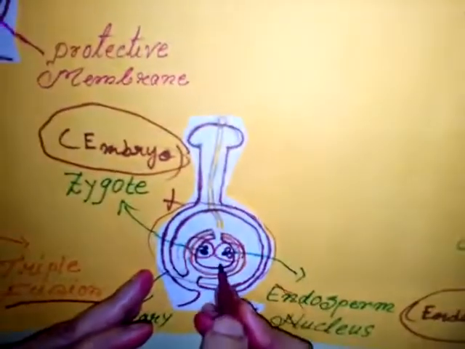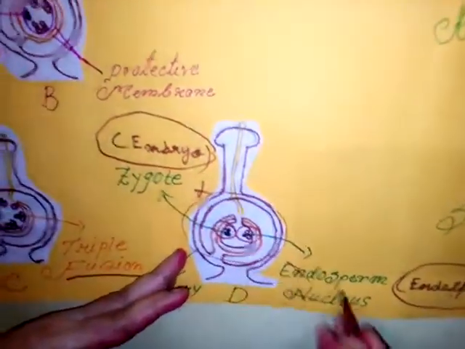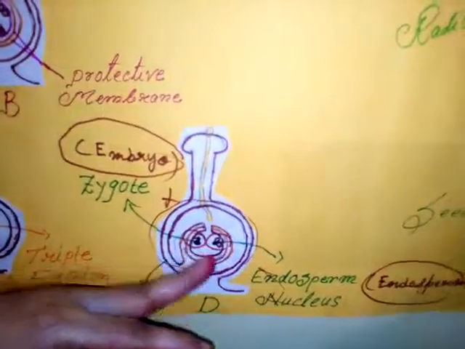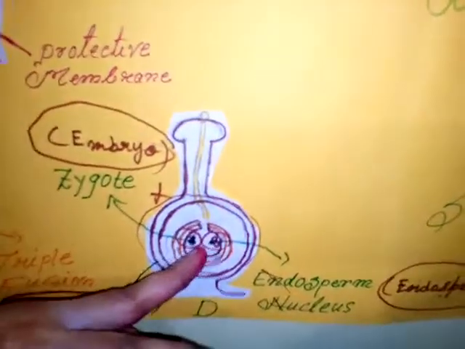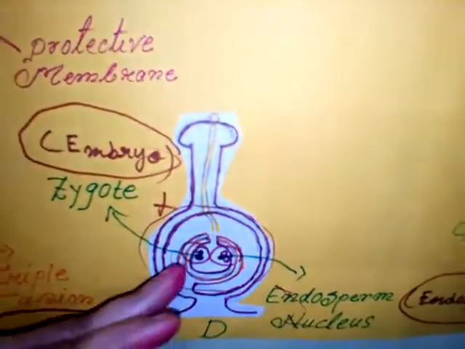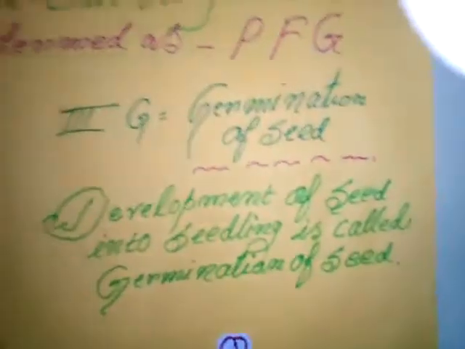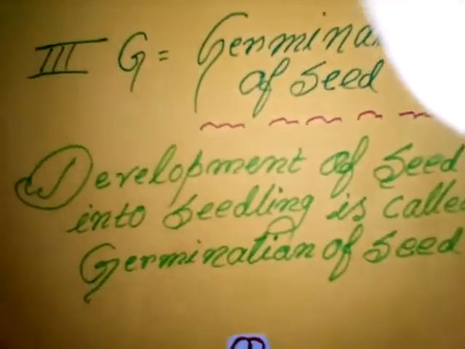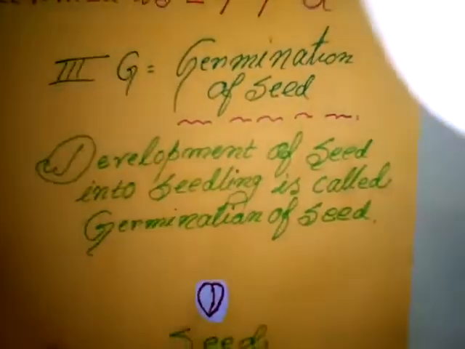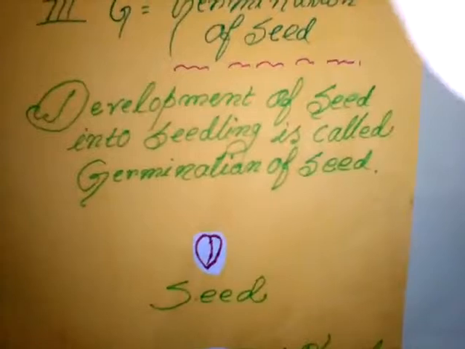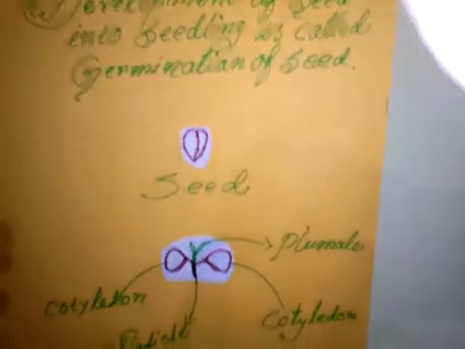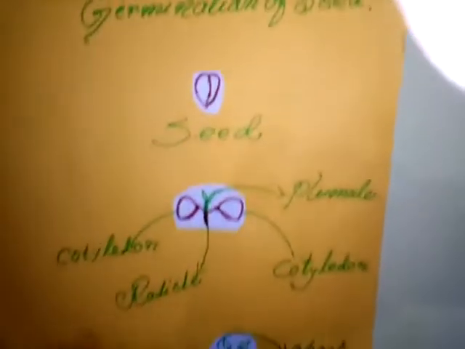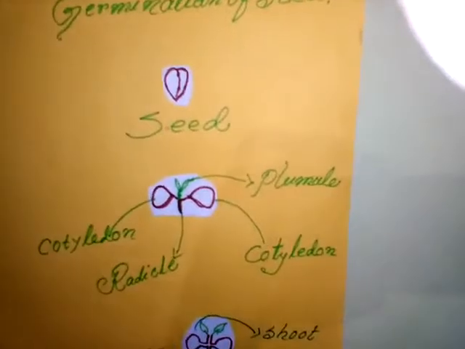Inside the embryo sac, fusion occurs twice, that is syngamy and triple fusion. That's why this type of fertilization is known as double fertilization. The last stage is germination of seed. What is germination? Development of seed into seedling is called germination. On getting a suitable amount of temperature, water, sunlight and warmth, the seeds germinate to form a new plant.